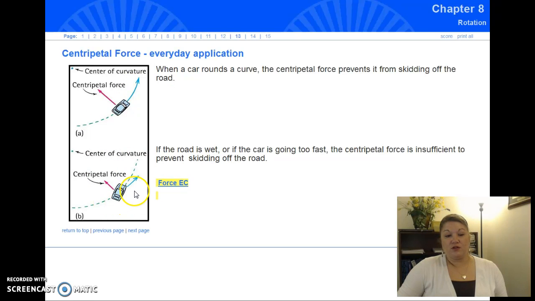Down here we have a picture if you have bad road conditions, all right, and you don't have enough friction force to hold you in the curve, look where you're going to go. Off-road. Not good.